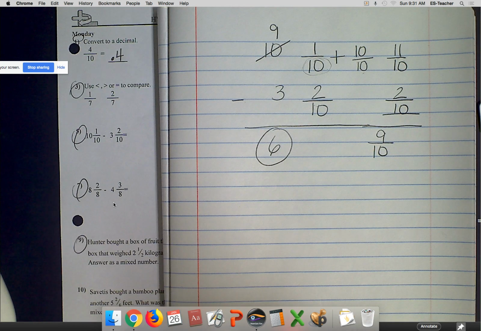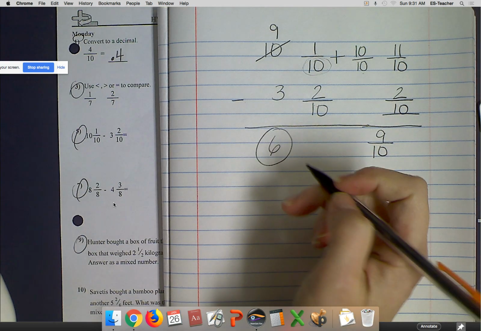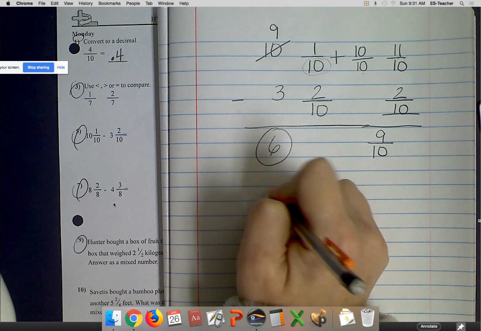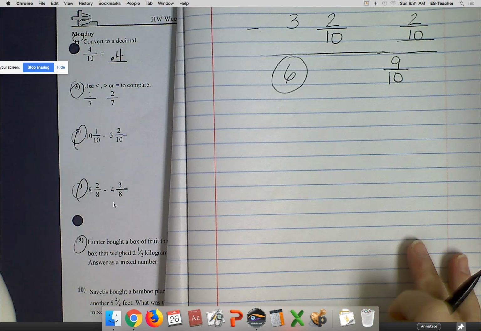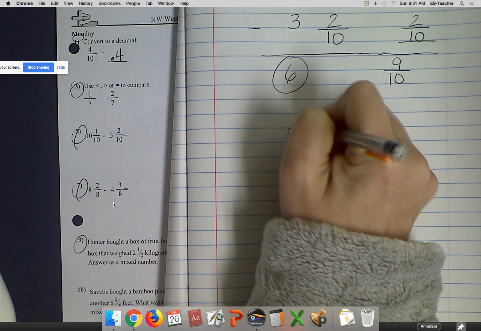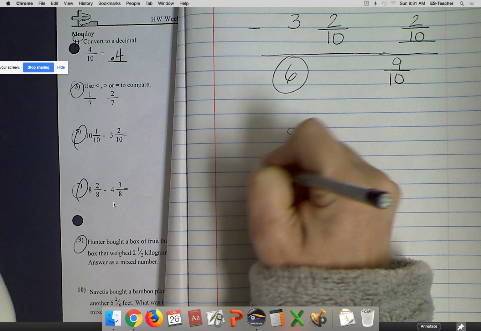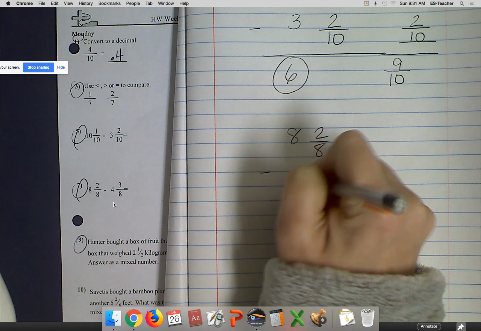Banana. Okay, so number 7, we're also subtracting. So now we have, let me move this up, we have 8 and 2/8 minus 4 and 3/8.